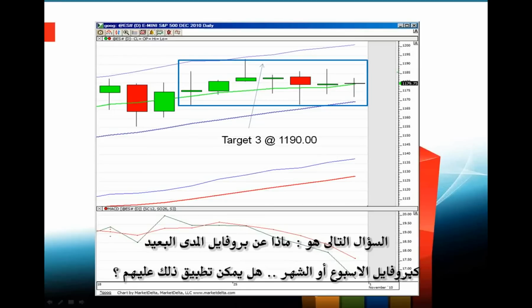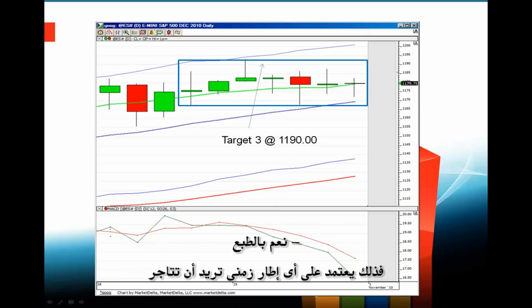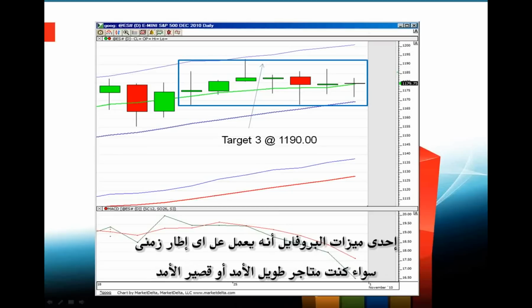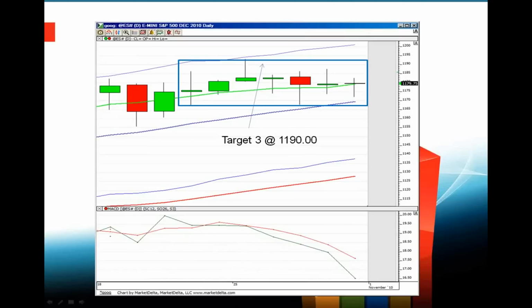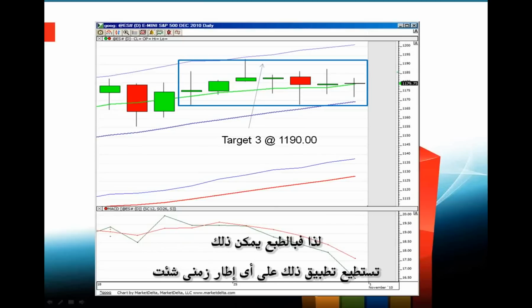Next question. What about longer term profiles, daily, weekly or monthly versus just the daily? Do you look at those at all? Yes, absolutely. A lot of it depends on what time frame you want to trade and what time frame you are trading. The profile and the power of the profile works on any time frame, whether you want to be a swing trader or an intraday trader. So absolutely, you can use it in either time frame and in either context.